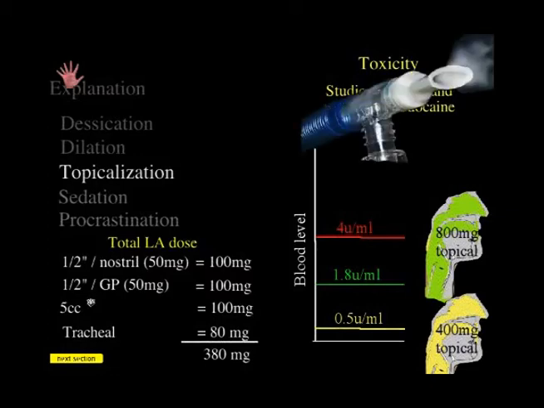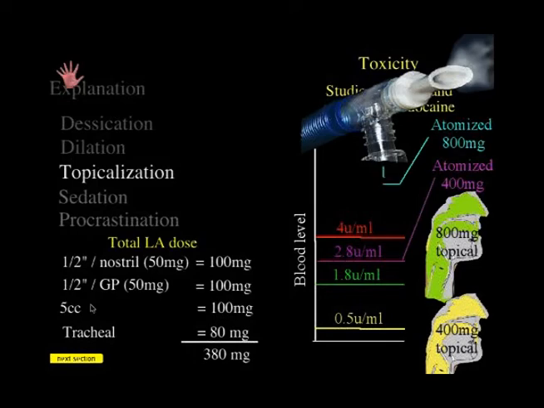Then they used an atomizer. Okay, has anyone ever seen an atomizer being used? Okay, so they used an atomizer, and they started off the atomizer with 400 milligrams of lidocaine, and now the level got to 2.8. So they're starting to get close to the toxic level. And if they used 800 milligrams, they actually got a super toxic level, okay, a dangerous level. So here we have the same doses of lidocaine administered by topical versus atomized. The atomized technique is a good technique. A lot of people use it.